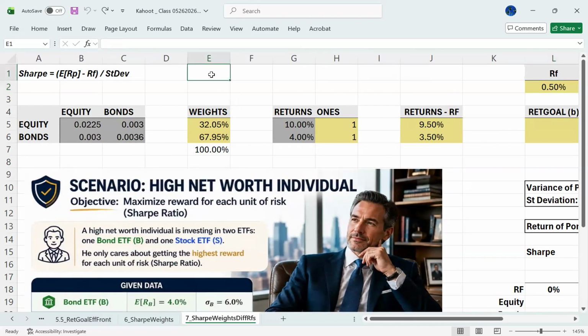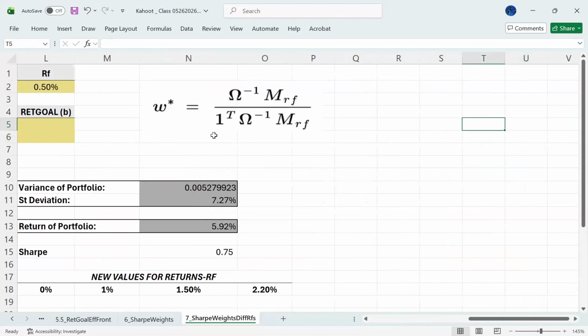Now let's copy these values here: 32.05%, 67.95%, and these are the Solver solutions. We are only having those there to confirm that the solutions we get using matrix multiplications are going to match. Okay, now this specific problem, we can do it in two steps.